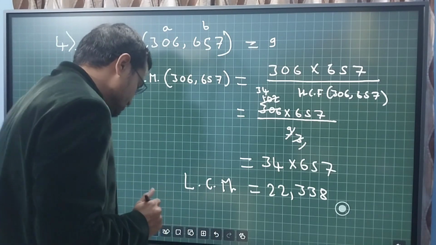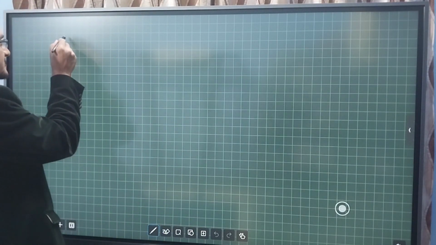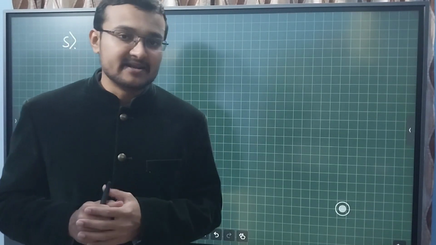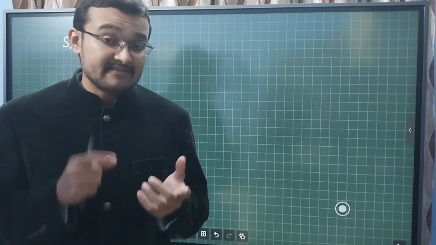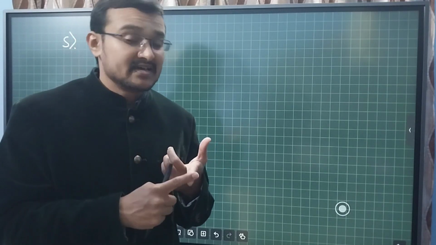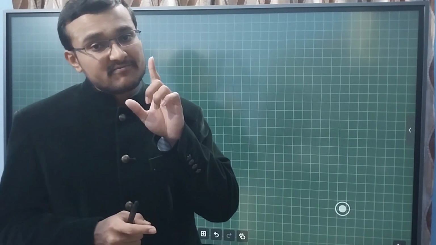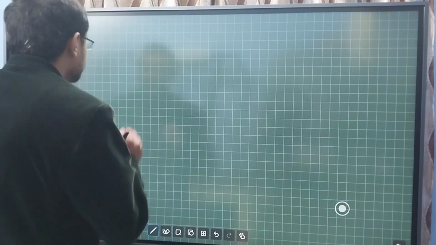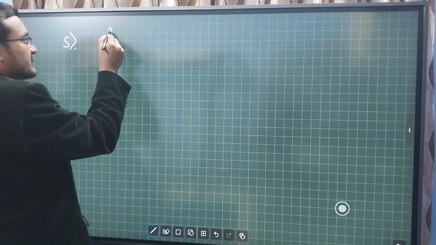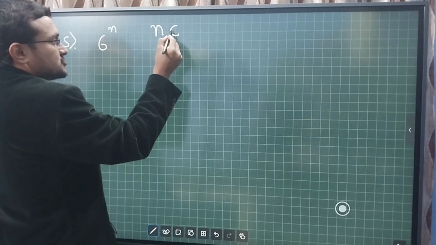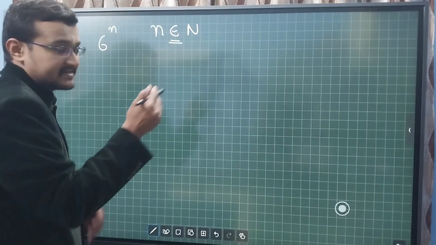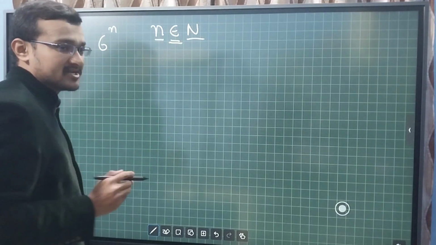So now after this fourth question, we'll move into the next question, that is the fifth question. So the fifth question is very much similar to example 1. So if you refer to my previous video, I have explained from example 1 till example 4. So example 1, how we have solved, similarly we have to solve this fifth question in exercise 1.1. So in the fifth question, they have given 6 power n, where n belongs to natural numbers. So this symbol is for belonging to a particular set. So here n belongs to the natural number set.